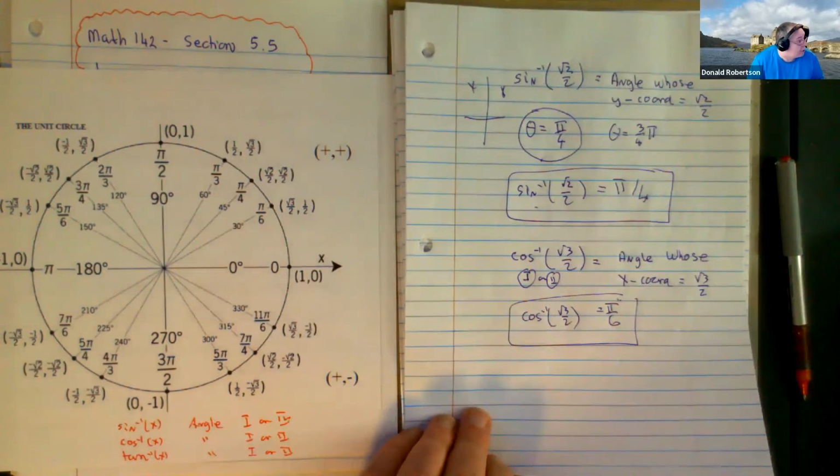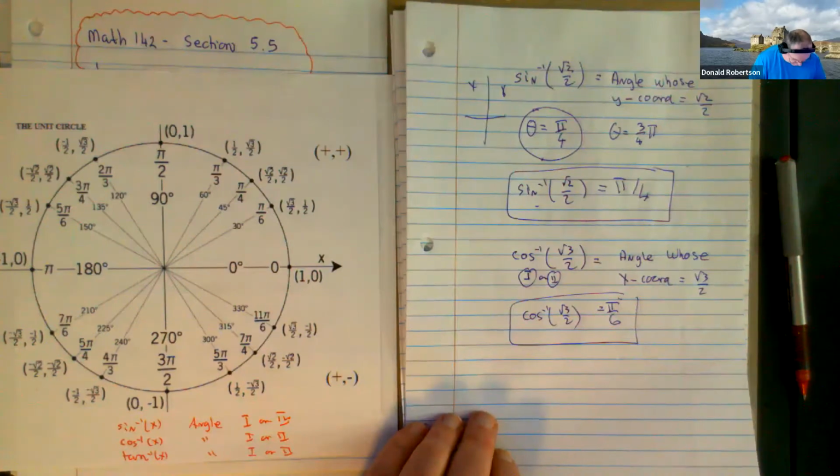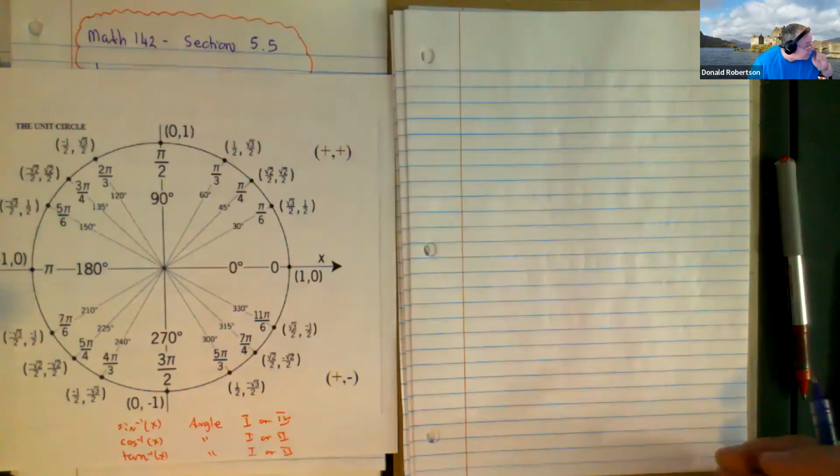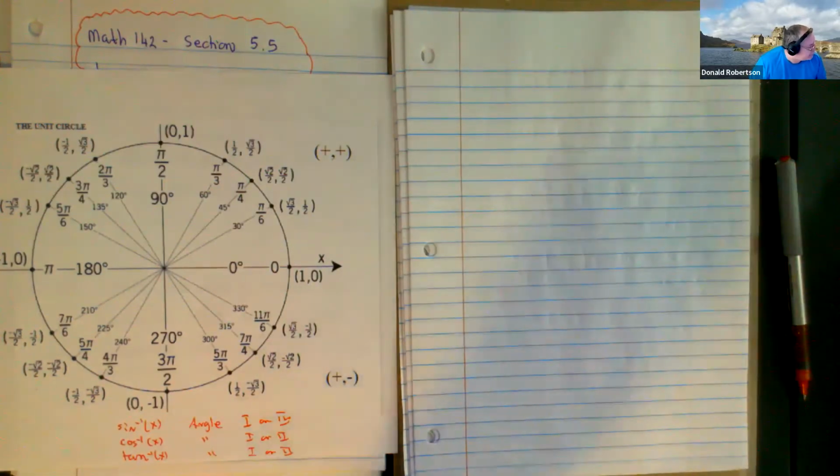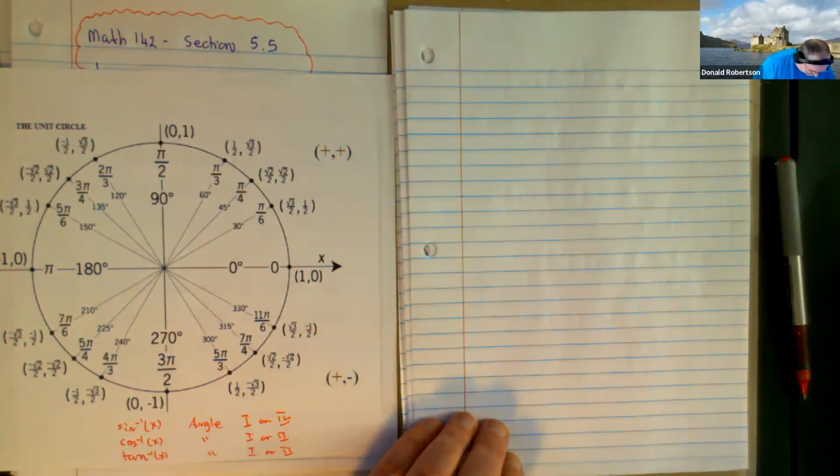So there's going to be a lot of questions where you're basically going to do what I just did. You are going to be finding inverse sines and inverse cosines using your unit circle when at all possible. So here are some examples.